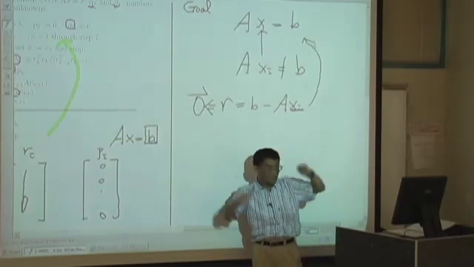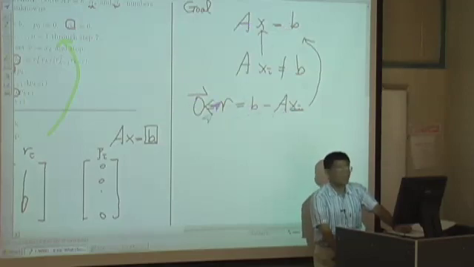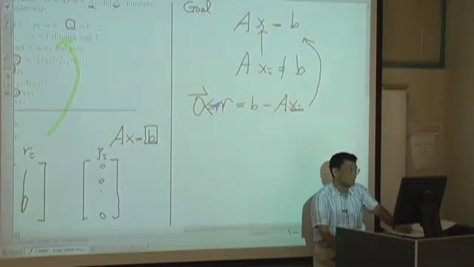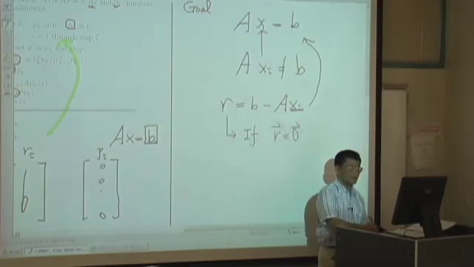When the difference between the right-hand side and the left-hand side is 0, we stop. Then we iterate not infinitely many times, but finitely many times. We iterate these things. But I will describe this one more time. If r happens to be the 0 vector, then we stop.